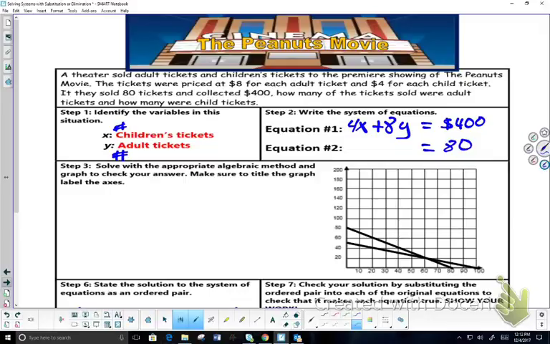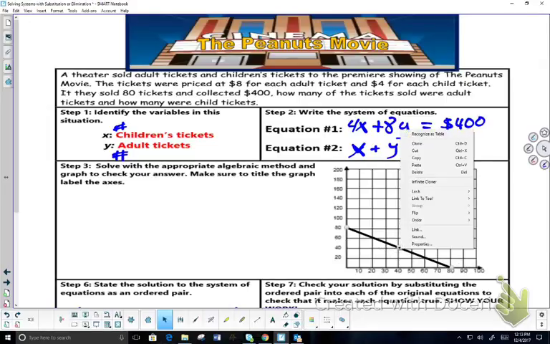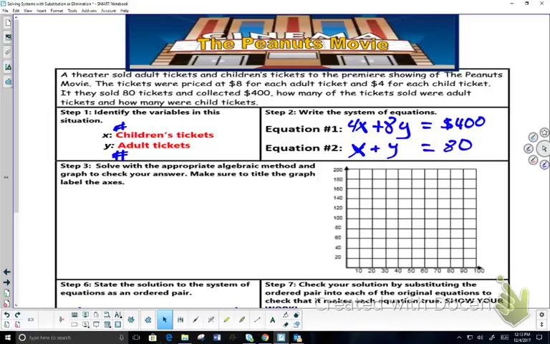What about equation 2? Is there any money involved? Then I shouldn't be involving any money. X plus Y equals 80, number of children, number of adults. So just X plus Y. Notice, one is involving money, one is not involving money. So now we have to... left my lines out from earlier. Now we have to solve. Is this set up for substitution or elimination?